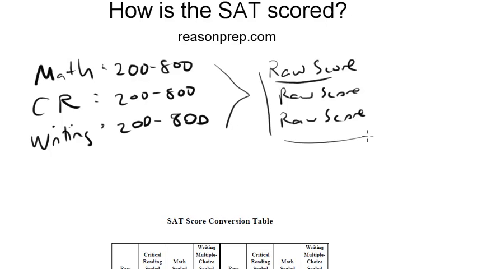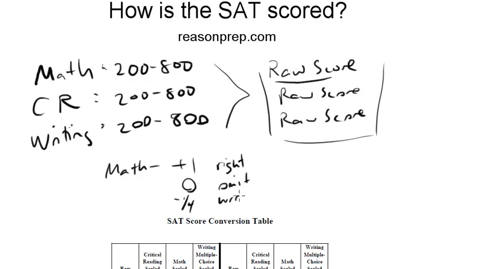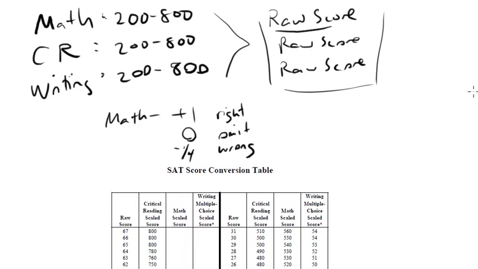So the question now is, how do they get your raw score? Let's look at the math section, for instance. For every question you get right, you get +1. For every question you omit, you get no points. And here's the key difference from what you're used to: for every wrong question you get, every time you put an answer down and get it wrong, you get an extra quarter point off. This applies for the math, the critical reading, and the grammar multiple choice questions. So not only are you getting 0 for an omit, but you're actually getting a quarter of a point off for your wrong.